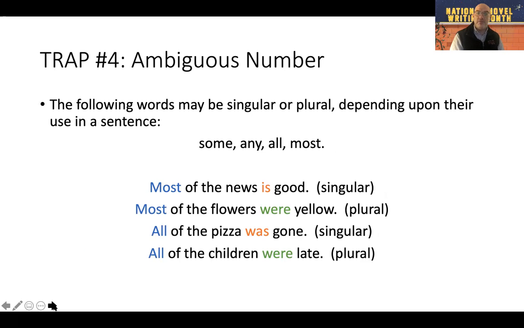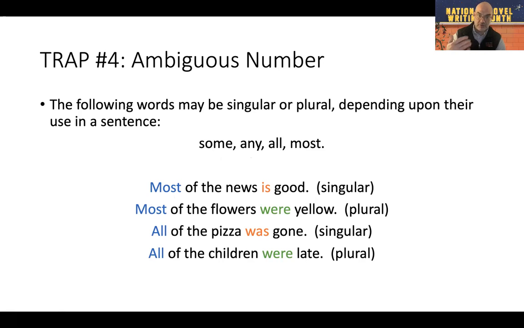So "most of the news is good." Okay, that is correct. However, "most of the flowers were yellow." That is also correct. So we have to ask ourselves, what's the difference? The difference here is in the object of the preposition that goes with the subject. So most is good, but most of what? Well, the rule is that when you're dealing with some, any, all, or most, you have to ask yourself, most of what? And if the thing that it is most of is singular, then the verb stays singular.